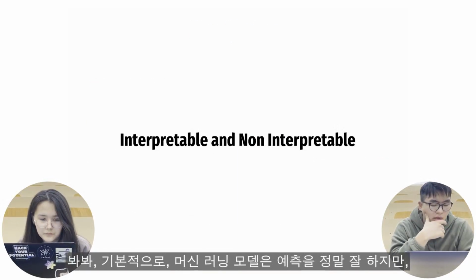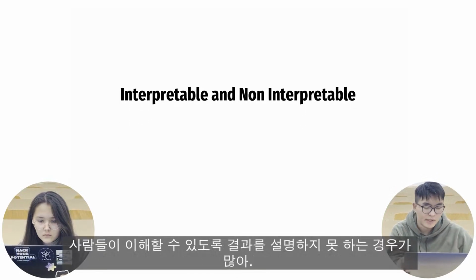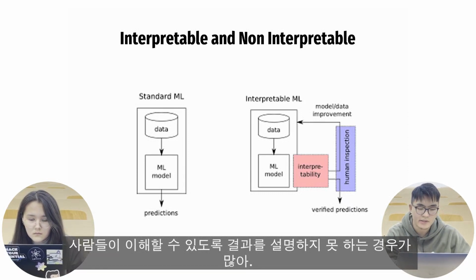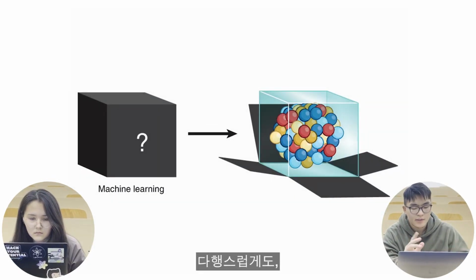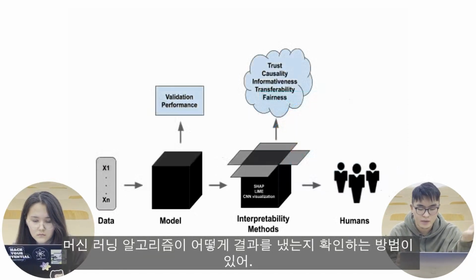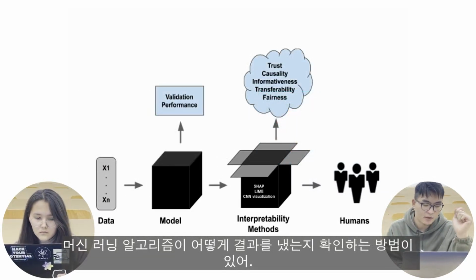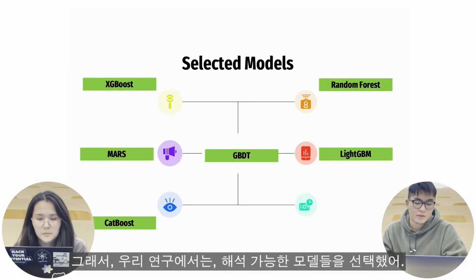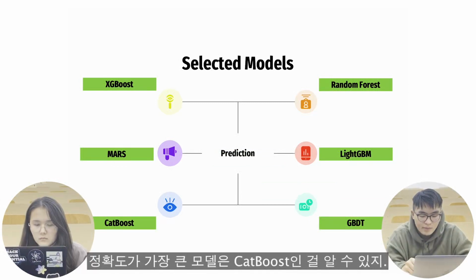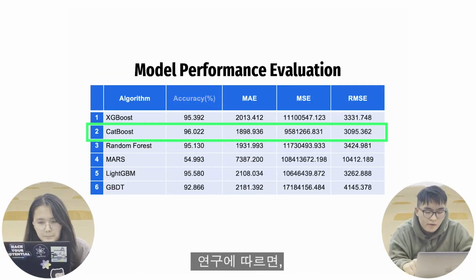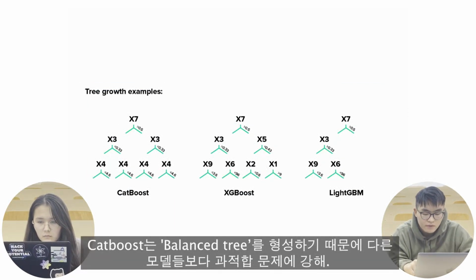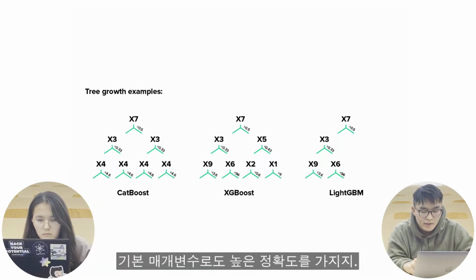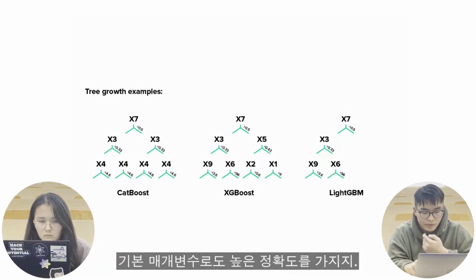So basically, machine learning models can be really good at making predictions, but they often can't explain the results in terms that humans can easily understand. That is called the black box behavior. It is possible, fortunately, to determine how a machine learning algorithm arrived at its conclusion. This is called interpretability. So for my study, I mostly selected interpretable models. How about the results? You can see that the model with the highest accuracy is CatBoost. According to the research, CatBoost is less prone to overfitting, unlike other gradient boosting models, due to its balanced tree formation. It exhibits high accuracy with its default parameters.